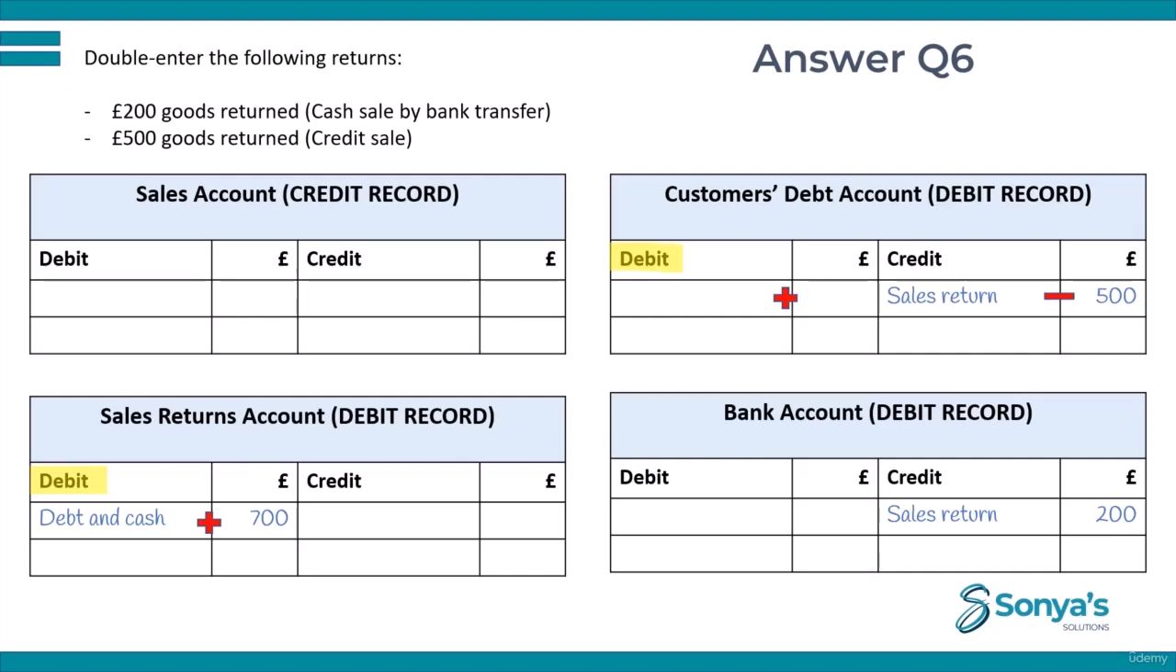The customers that paid immediately for the goods need to be refunded through the bank. The bank is a debit record, so we credit it to reduce the asset of cash. Did you check that the entries balance?